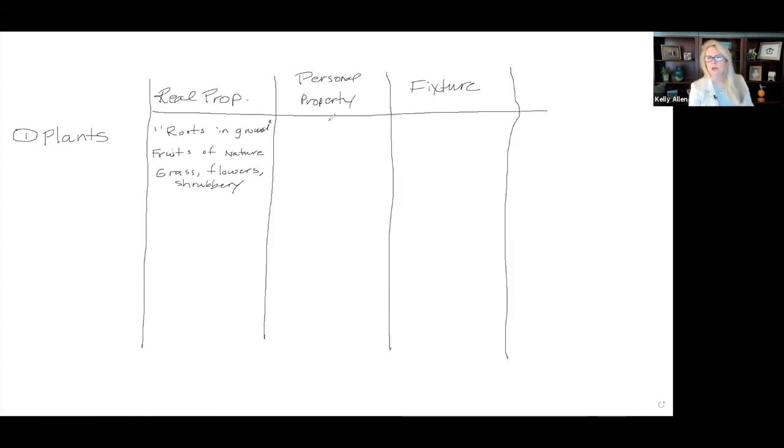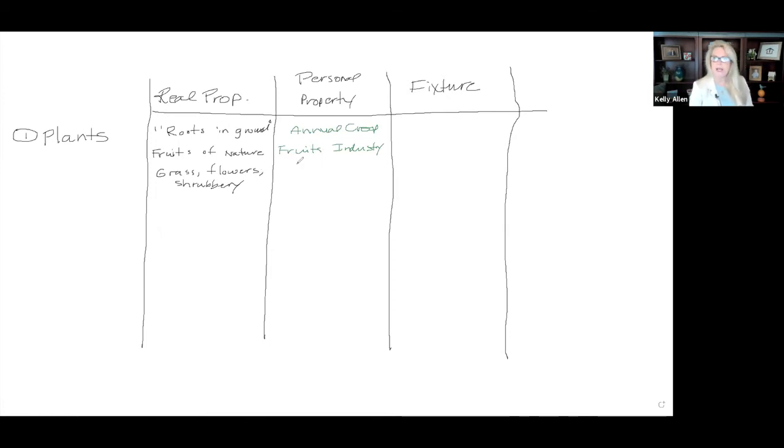When might plants be considered personal property? Plants are going to be considered personal property if they are an annual crop. And if it's an annual crop, we call that fruits of industry. I know they put the Latin version in your book. It appears as if we're moving away from using that terminology. So I'm going to use the regular people speak, fruits of nature, fruits of industry. So annual crops are considered personal property.